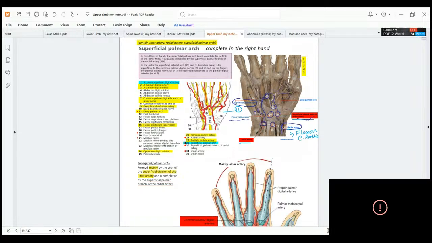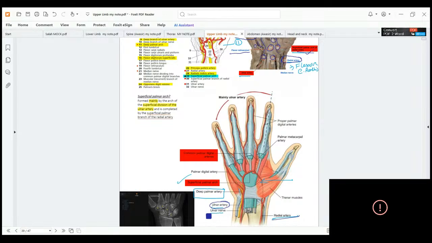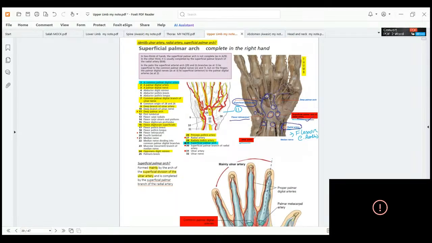Where is 30? There must be another picture where these are missing. Okay, this is 30. 30 is the superficial palmar arch. And 31 ulnar artery going here, and 29 is the superficial palmar arch. 30 is the superficial palmar branch of the radial artery, because 27 is the radial artery going and giving the palmar branch.